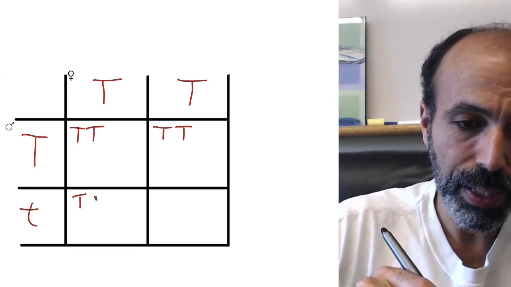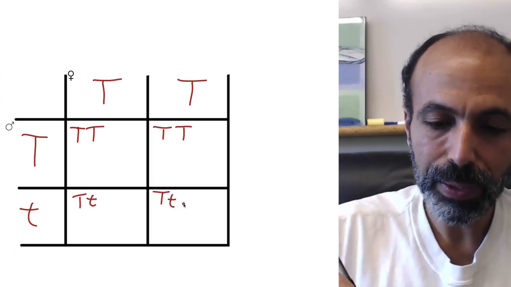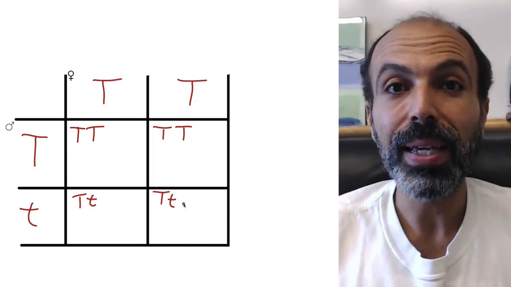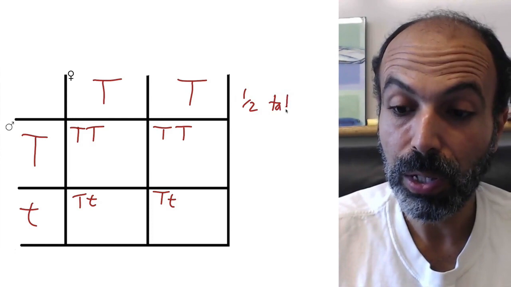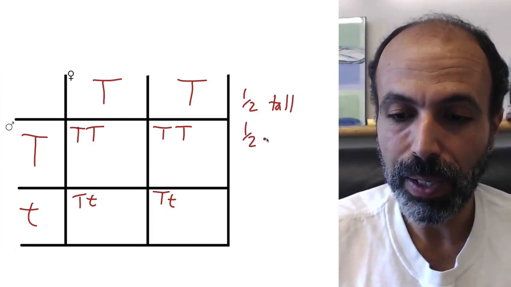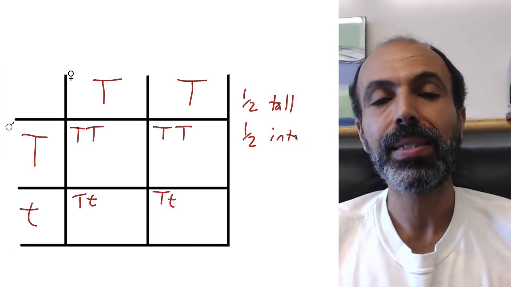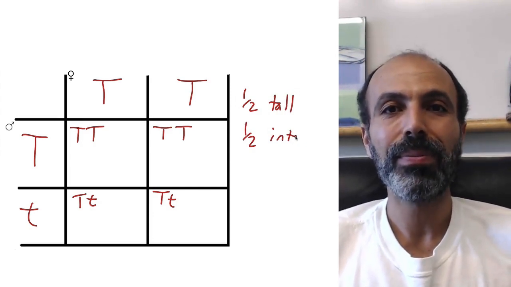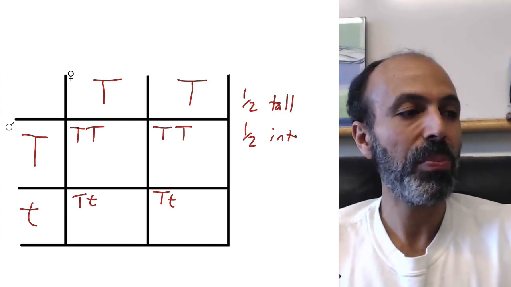You can have big T from mom and little t from dad. And again, big T from mom and little t from dad. So in this case, unlike in the previous example, you would get 1/2 tall corn, and you would get 1/2 or 2/4 intermediate sized corn. You would not, in this case, see any short corn coming out from it. Now, I hope this illustrates something to you, especially contrasting to the previous example.